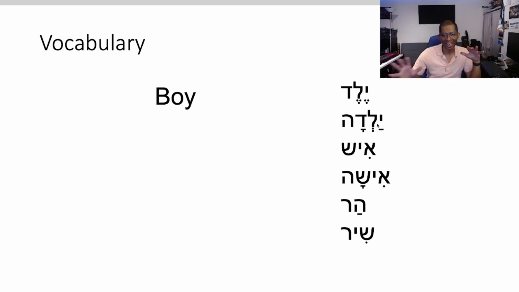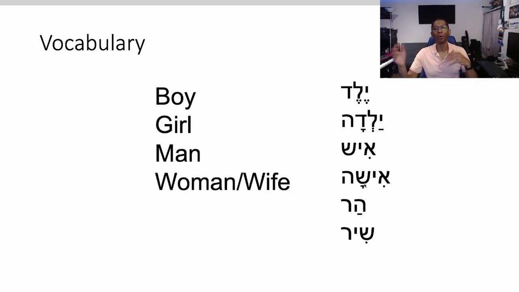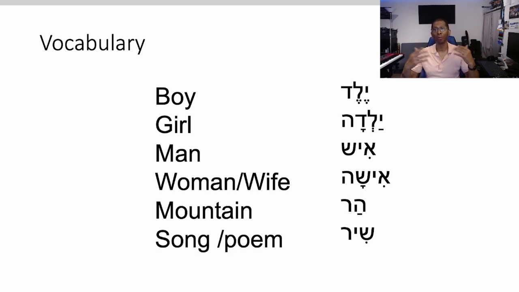Yalda is girl. Next, we have ish, and ish, we went over before, ish means man. Next, we have isha. What do you think that means? Isha means woman or wife. Next, a new word we have is har, and har means mountain. Next, we have shir, and shir means song or poem.